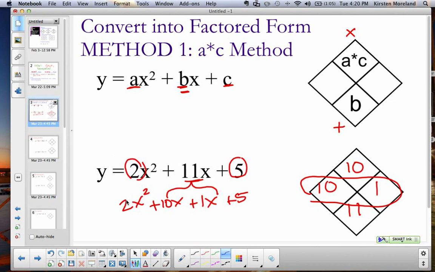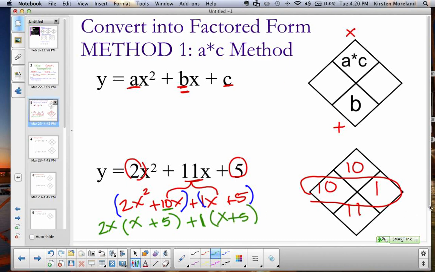Now I have 4 terms, and this goes nicely with my factoring by grouping. Remember, you group the first 2 and the last 2. And then you start factoring out what they have in common. So the first one has a 2x in common. So when I factor out a 2x, I'm left with an x. And when I factor out a 2x from 10, I'm left with 5. The second one, a 1x and a 5, has nothing in common, so I just write a 1 out front.